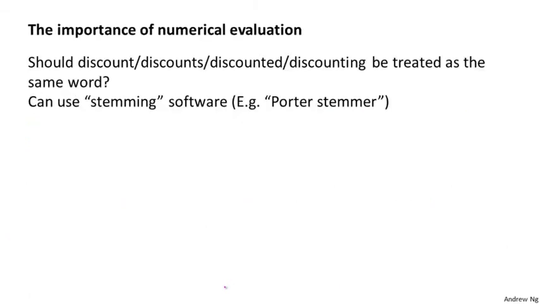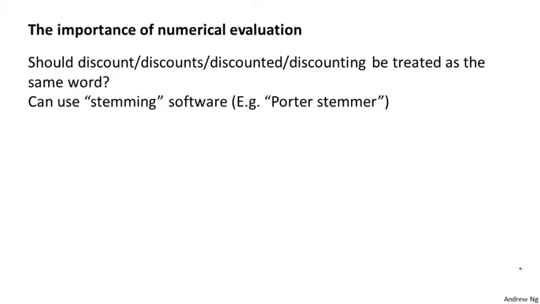Lastly, when developing learning algorithms, one other useful tip is to make sure that you have a numerical evaluation of your learning algorithm. And what I mean by that is that if you're developing a learning algorithm, it's often incredibly helpful if you have a way of evaluating your learning algorithm that just gives you back a single real number, maybe accuracy, maybe error, but a single real number that tells you how well your learning algorithm is doing. I'll talk more about this specific concept in later videos, but here's a specific example.